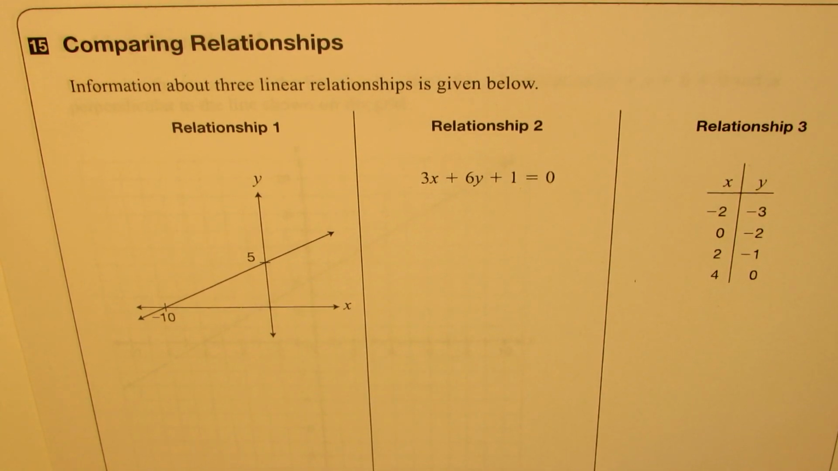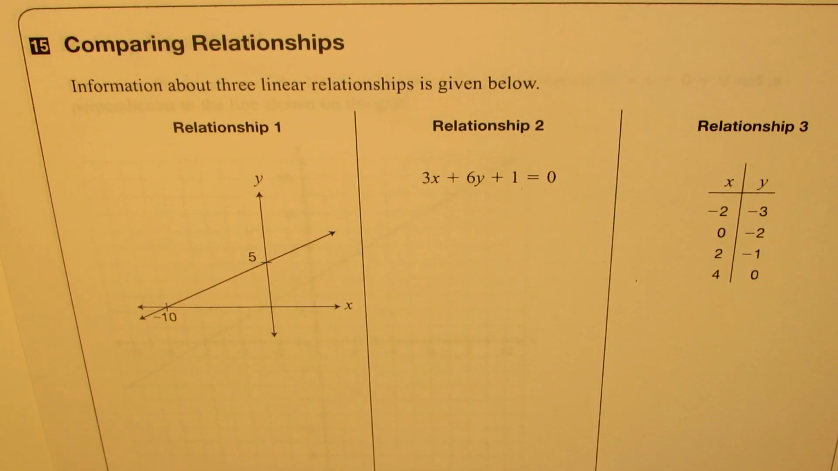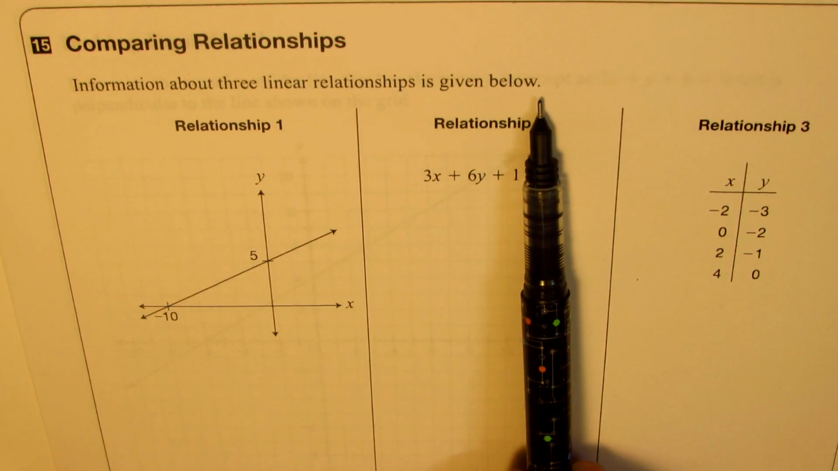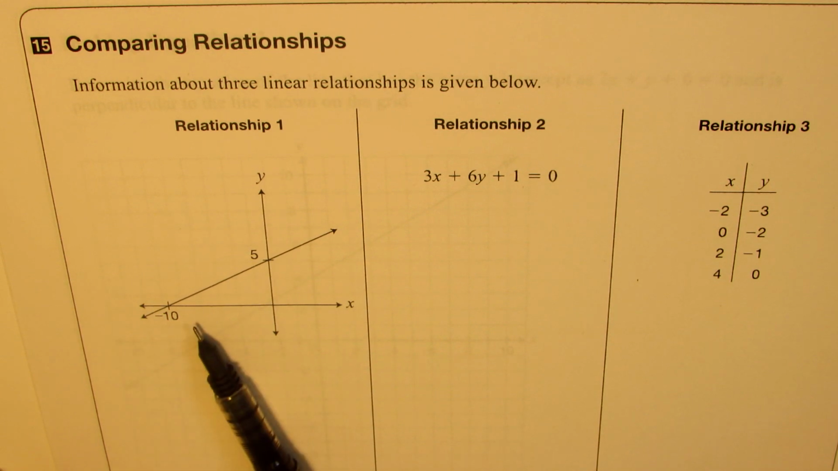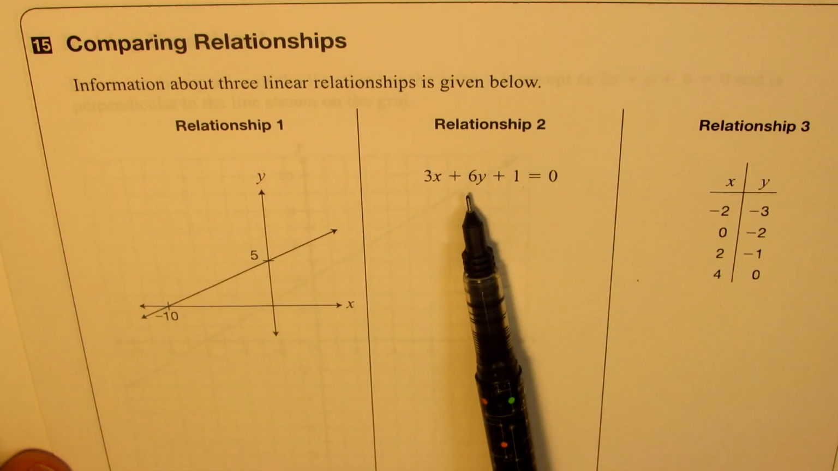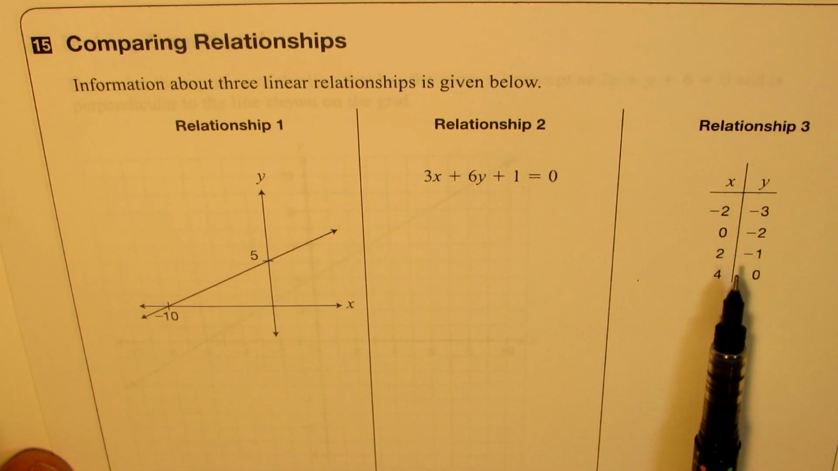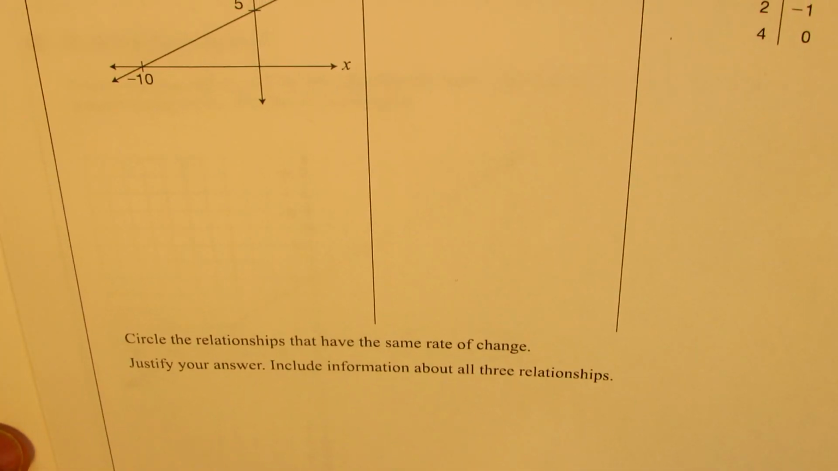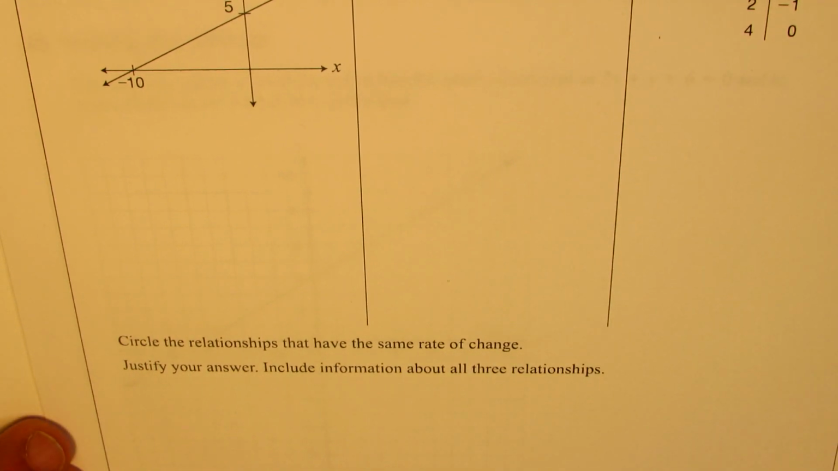Here is question number 15. Comparing relationships. Information about three linear relationships is given below. Relationship 1 is a graph, relationship 2 is an equation, and 3 is data in the form of a table. The question here is, circle the relationships that have the same rate of change.